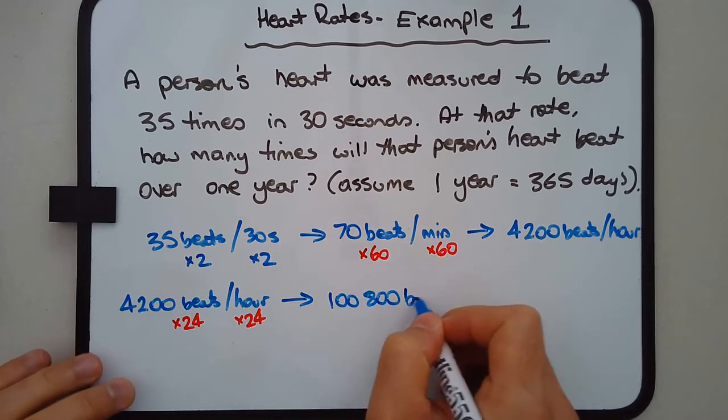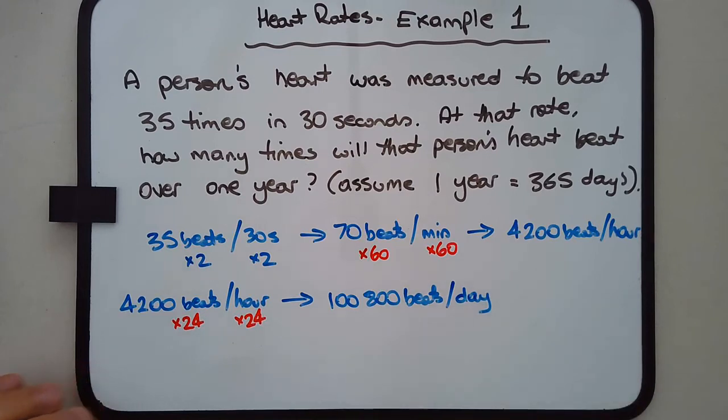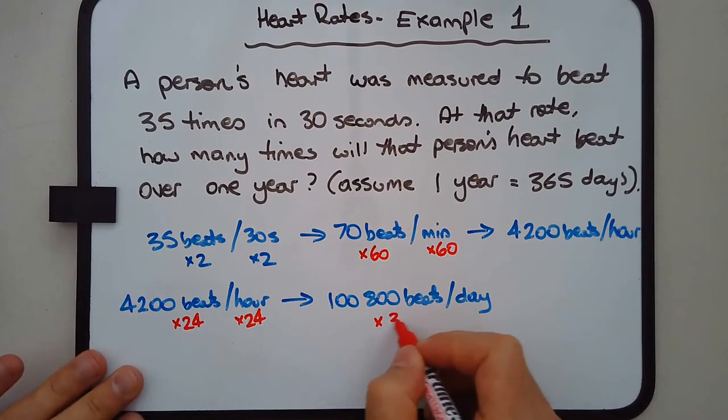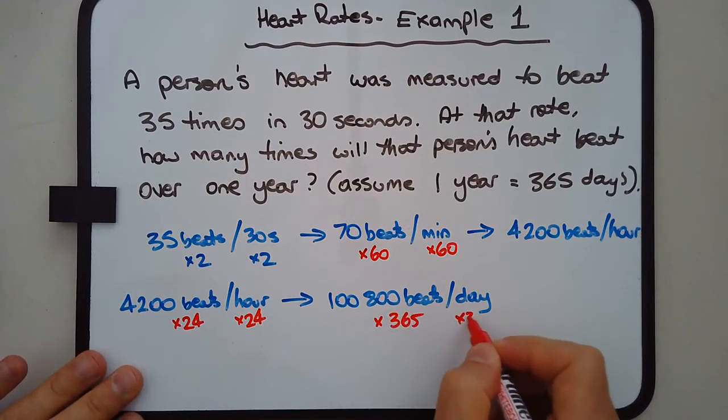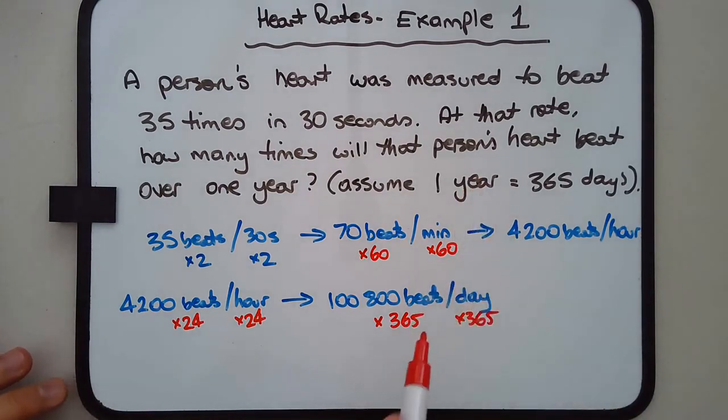100,800 beats per day. And then finally, to get it into beats per year, we're going to multiply both terms of this ratio by 365. After all, 365 days is 1 year.